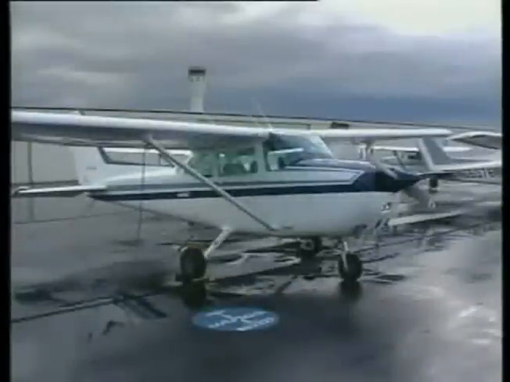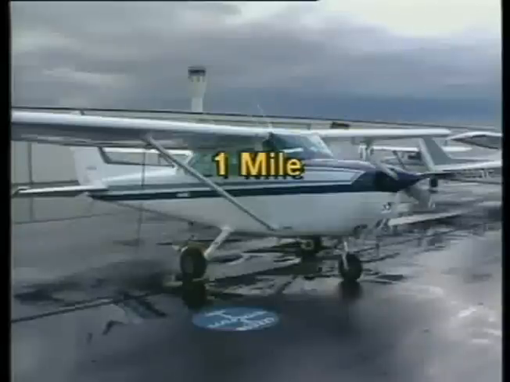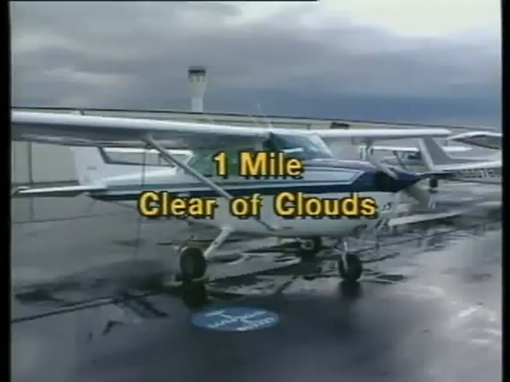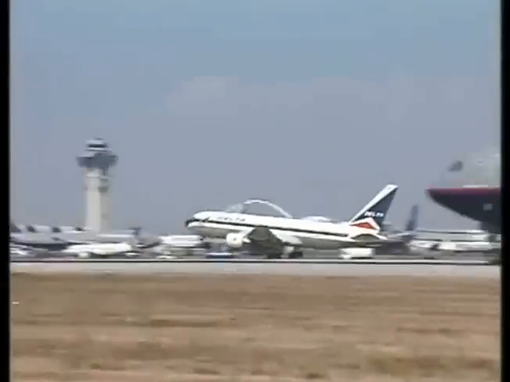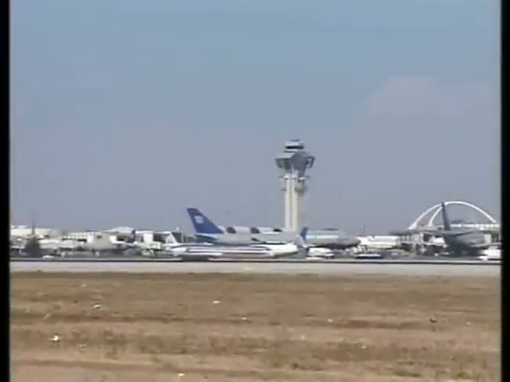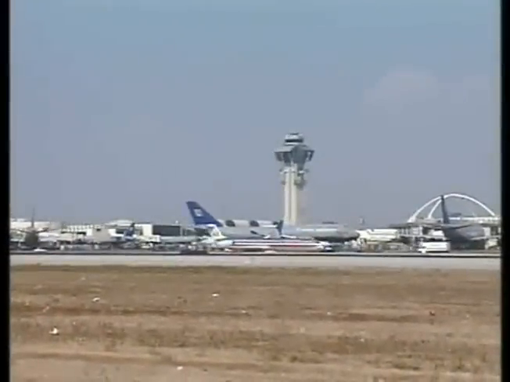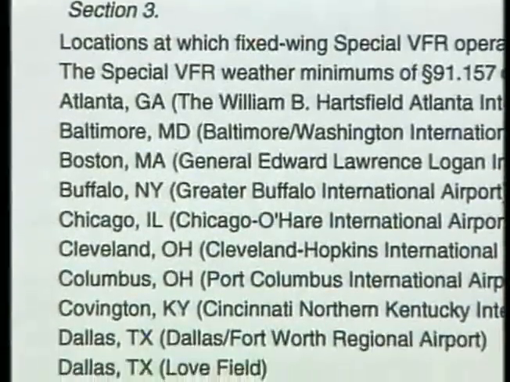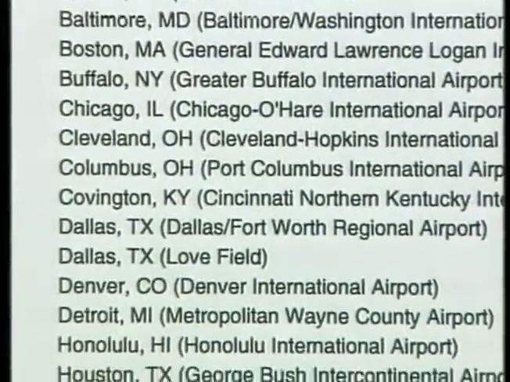When the weather is below these VFR minimums, you may be able to obtain a special VFR clearance from ATC. This type of clearance allows you to take off and land as long as you have 1 mile visibility and can remain clear of clouds. Keep in mind, a special VFR clearance cannot be issued at night unless you have a current instrument rating and your airplane is equipped for instrument flight. In addition, special VFR clearances are not issued to fixed-wing aircraft during the day or night at some of the nation's busier airports. A listing of these airports can be found in FAR Part 91.